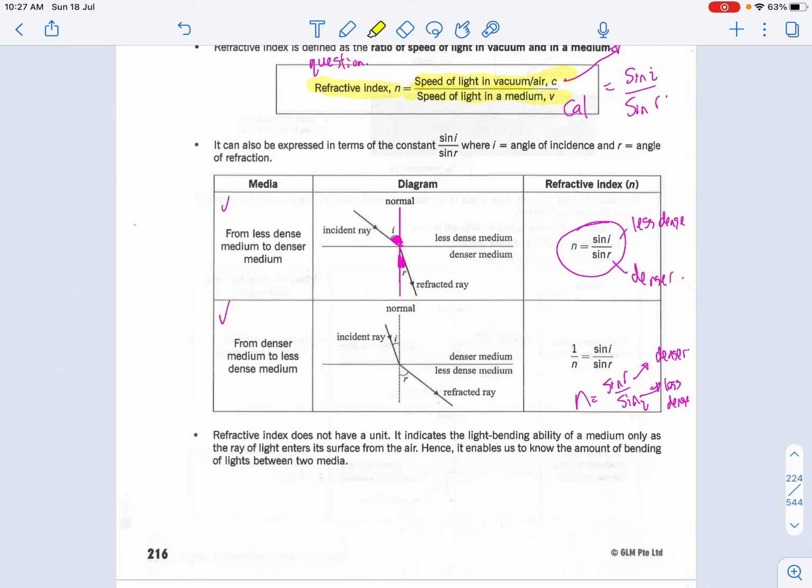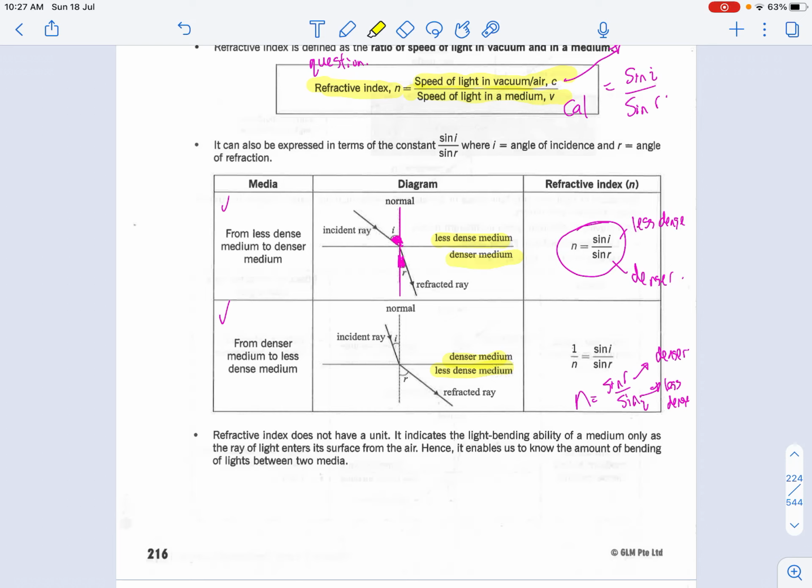And you could see that it goes in line with the drawing. So actually, if you treat the plane mirror extension as a divide sign, you would already be able to find the refractive index. Do take note that the refractive index does not have a unit because, due to the ratio, they cancel out each other. But it indicates the light bending ability of the medium only as the ray enters the surface from air.